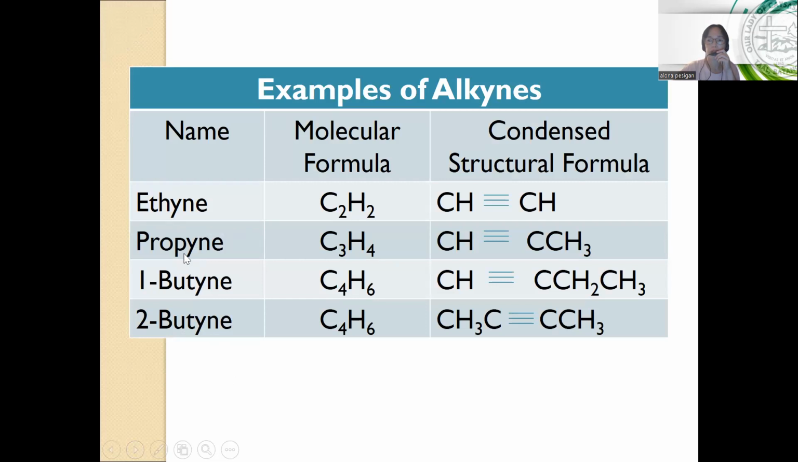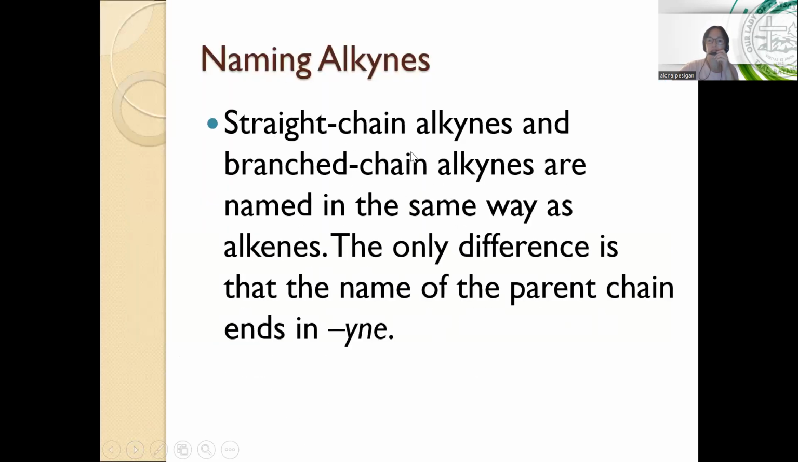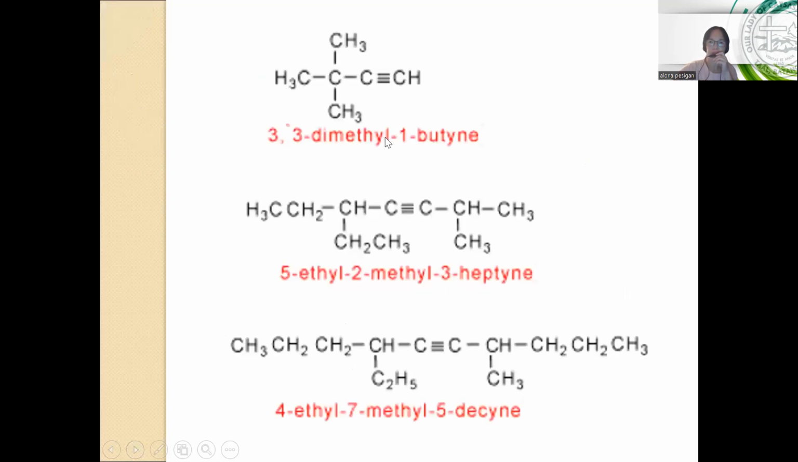Ethyne, propyne, butyne, pentyne, hexyne. So take note of the ending for alkynes. In naming alkynes, straight chain alkynes and branch chain alkynes are named in the same way as the alkenes. The only difference is that the name of the parent chain ends in -yne. So same system as the alkene, the only difference is the ending. Okay, look at this.